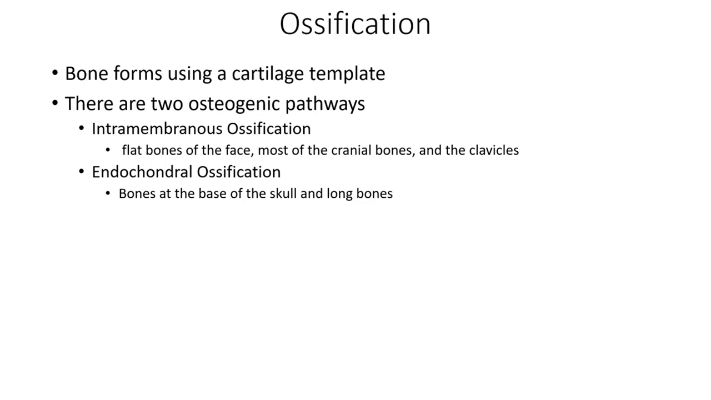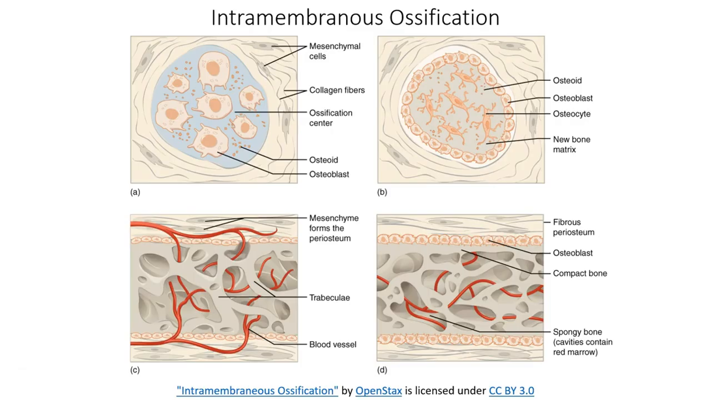Alright, so again, we have two different types of bone development: intramembranous ossification, which is how the flat bones of the face and the skull develop, most of the bones of the skull, or cranial bones, and then the clavicles are going to develop via intramembranous ossification. And then our other type is endochondral ossification, which is how the bones at the base of the skull and then all of our long bones in our body are going to be formed over time. Alright, so here's our diagram of intramembranous ossification.